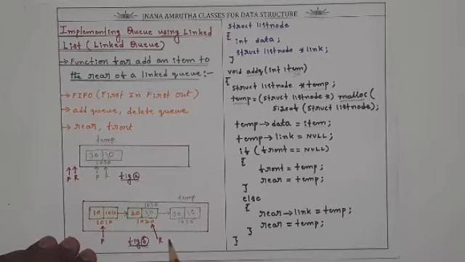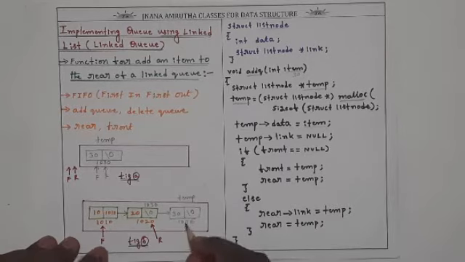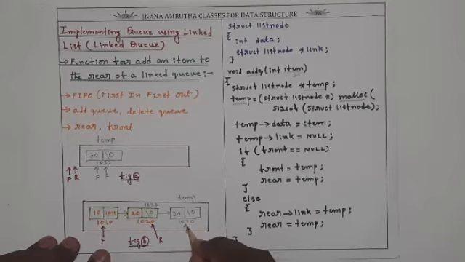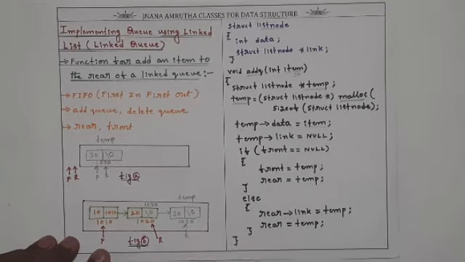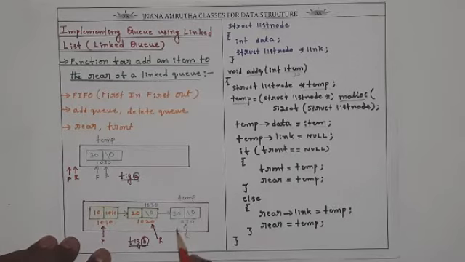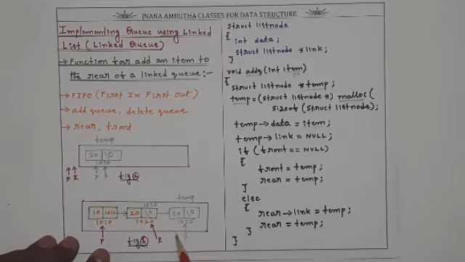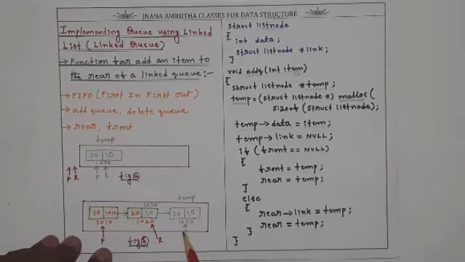Next we need to move the rear pointer from here to here. How are we going to do that? Rear equal to temp. Now rear is pointing to this node. By doing this we are inserting an item into a non-empty linked queue.